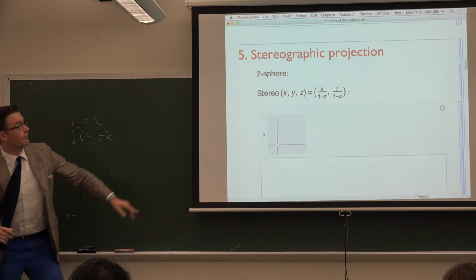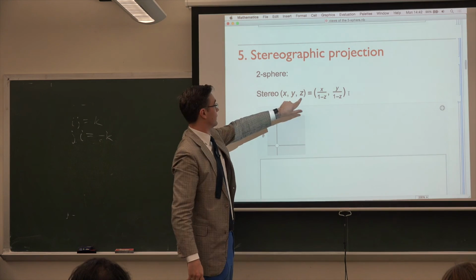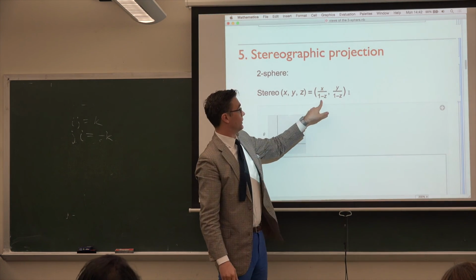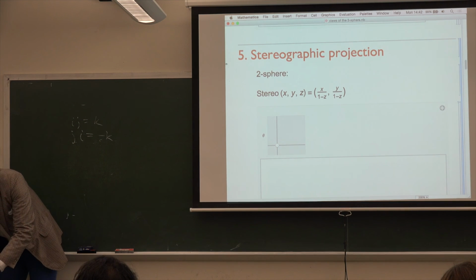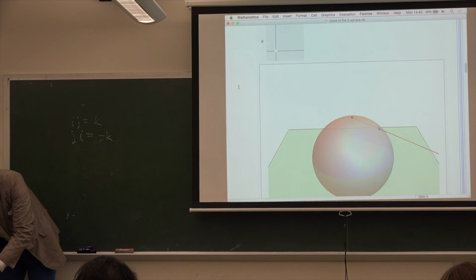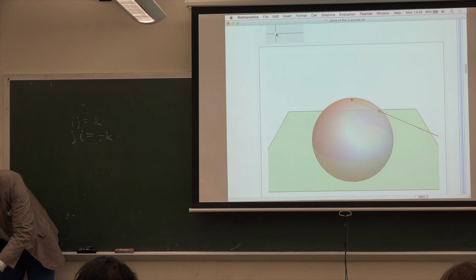So here's the actual map. You take a point on the two-sphere, (x, y, z), and the output is this point on the plane, (x over 1 minus z, y over 1 minus z). But the formula is not nearly so illuminating as the picture, which is now going off the screen. So let's see if I can.